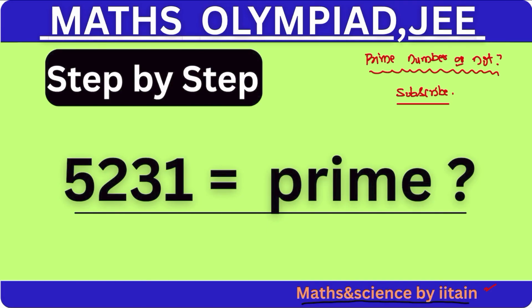Now, let's delve into the problem. 5231, it's a 4-digit number. Whether it is a prime or not, we have to see. What is a prime number? A prime number should not have any factor other than 1 and the number itself. That is a prime number. And we have to see whether 5231 has got any other factors other than 1 and 5231.